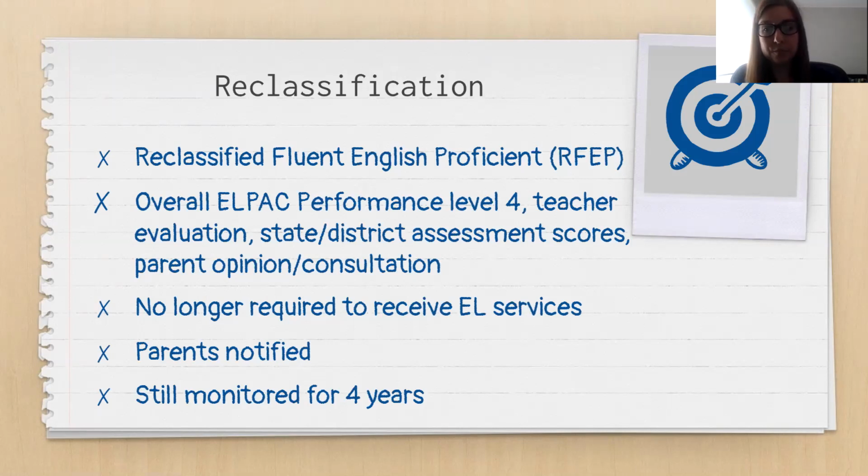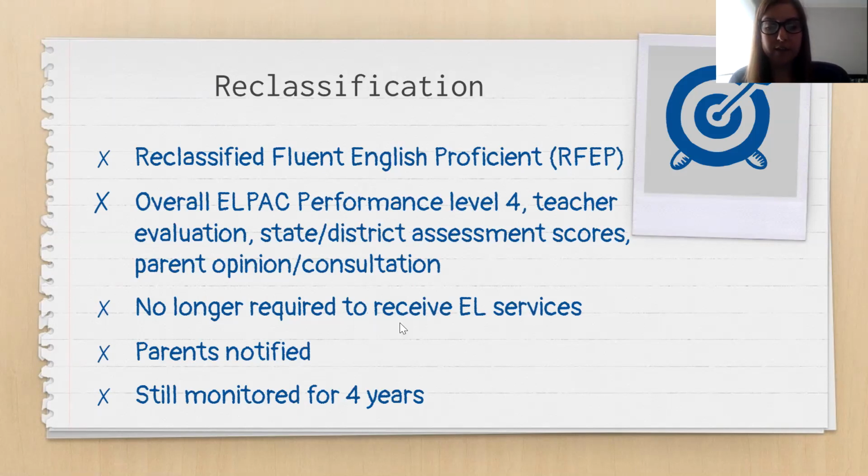When a student is reclassified, they no longer receive the designated support from their teachers for the language support that they would be getting while they are an English learner. These are different criterion that determine reclassification status. However, a student does have to have a performance level 4 to be able to reclassify.